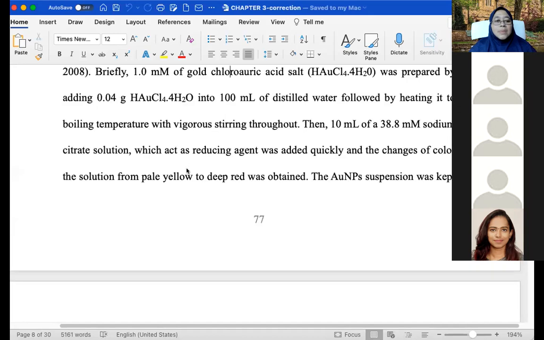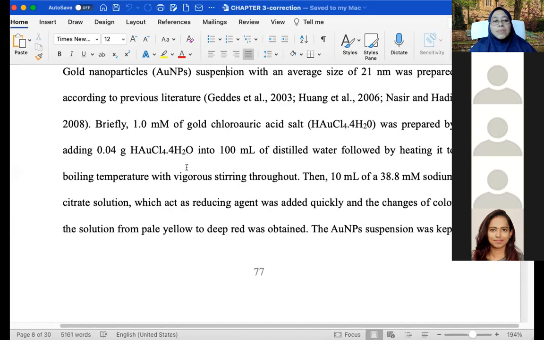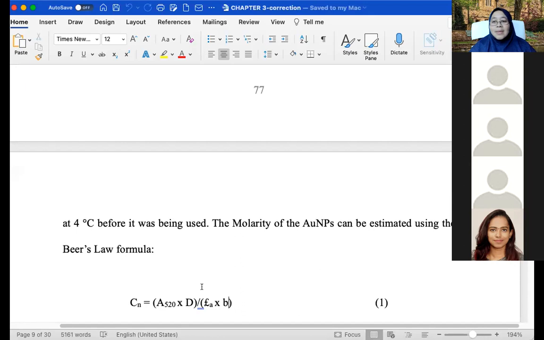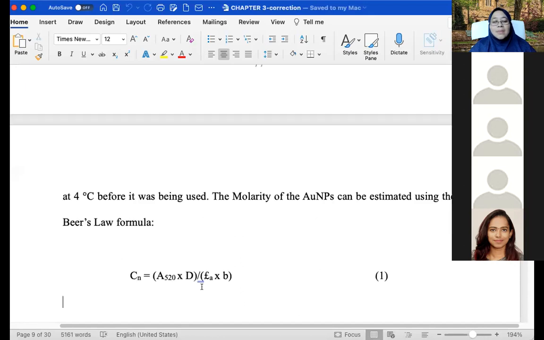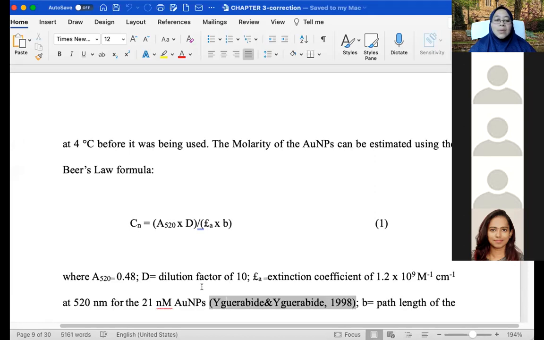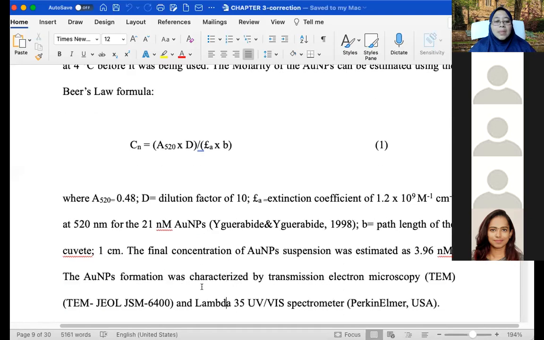Okay, you can see the preparation in here is talking about the preparation of gold nanoparticles, yeah? How detailed he was about the preparation. So it has to be there. You can see the gold was kept at 4 degrees before being used. So that information has to be there, and the molarity of the gold nanoparticles can be estimated, because you cannot really calculate the molarity, but it can be estimated.